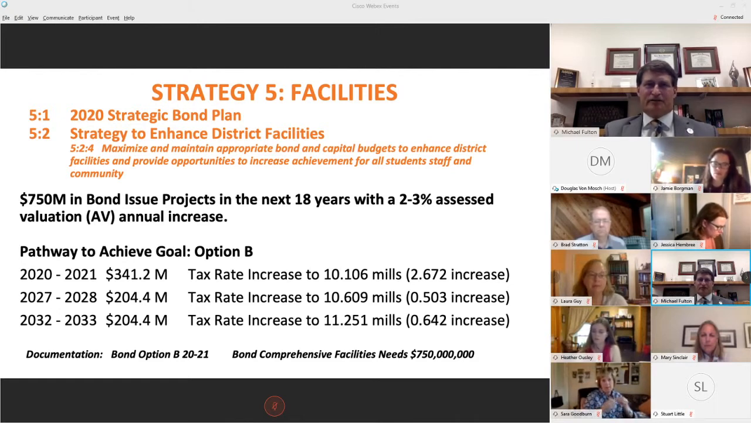As noted earlier, bonds are really the only source of funding for future rebuilds and renovations. We no longer have capital outlay to do rebuilds. All rebuilds have to come from bond issues going forward under this plan. Next slide, please.